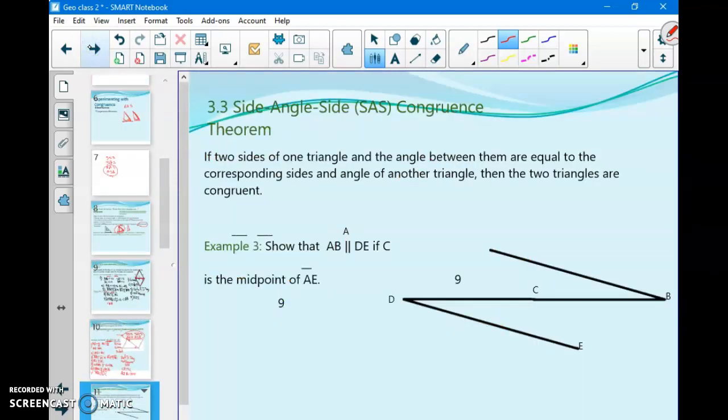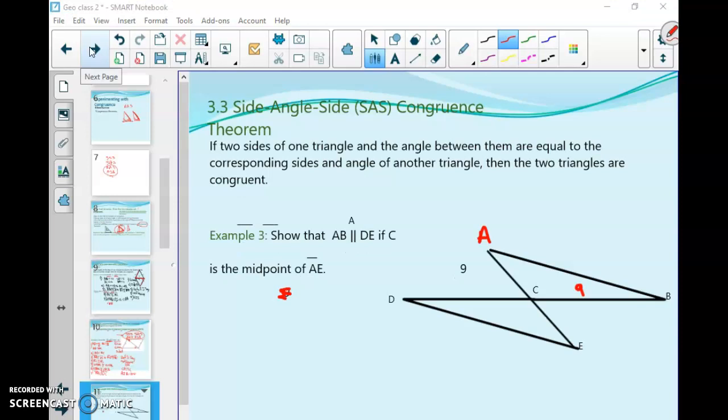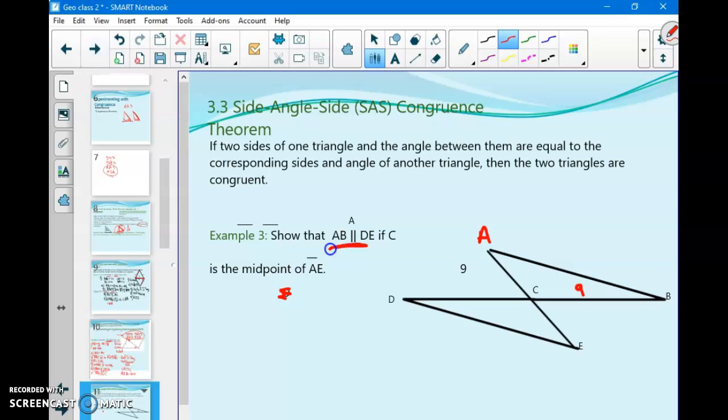Oh boy, I'm going to pause again. Alright, if two sides of a triangle and an angle between them are equal to the corresponding sides and angle of a second triangle, so we're going to be doing a proof with side angle side, then the two angles are congruent. So we're going to show that we got parallel here. Don't worry about the A, it just didn't want to stay put. And we're going to use that C is the midpoint of AE. So let's go ahead and start out with what we know.